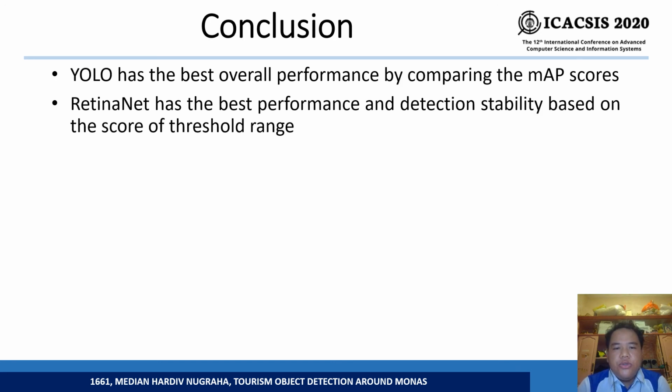And then the conclusion for the paper is, by overall performance, YOLO has the best performance by comparing the mAP scores. And RetinaNet has the best detection stability based on the score across the threshold range.